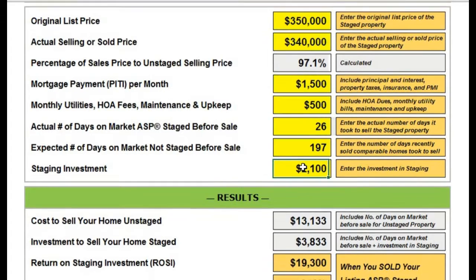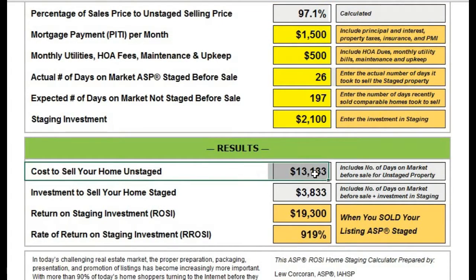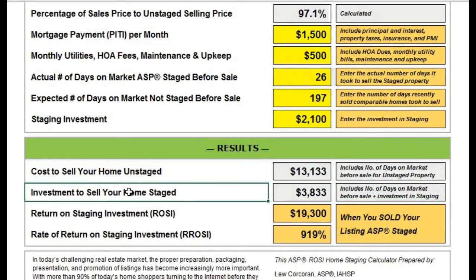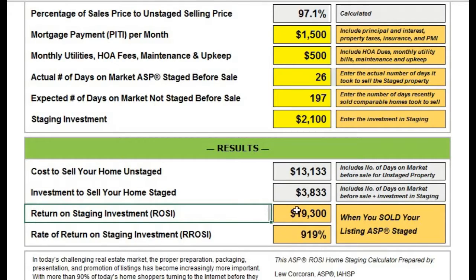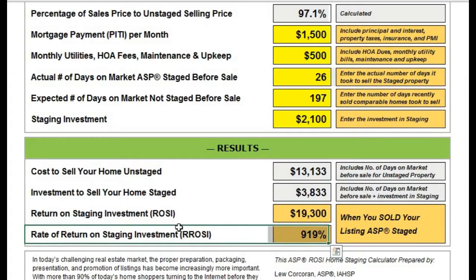Staging investment is the same. Now you can see that the cost to sell the home unstaged is $13,000, whereas the investment to sell the home staged is $3,800. Return on staging investment is more than $19,000, and the rate of return on staging investment is 919%.